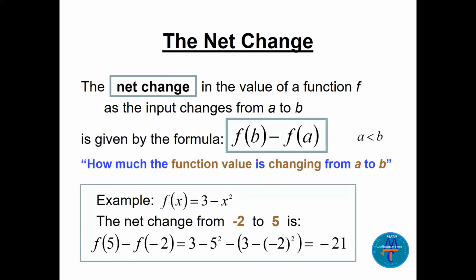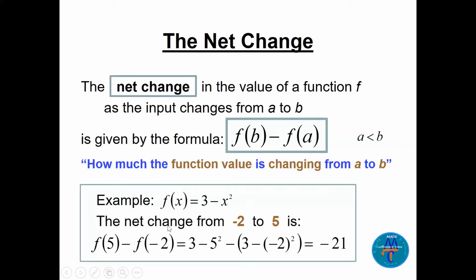Net change. What is a net change? By definition, a net change is the value of a function as the input changes from a to b. So we call it f of b minus f of a. A is less than b, which means b is bigger. So it means how much the function value is changing from a to b. So there is a number a here, there is a number b, a is smaller, b is bigger for sure. So if I say find the net change, f of b minus f of a. Look at this simple example here. The function here, 3 minus x squared.